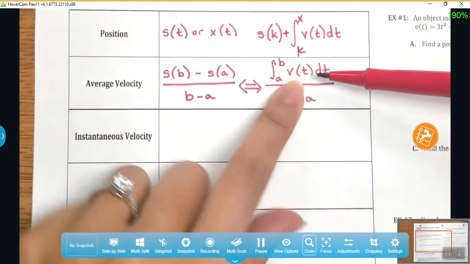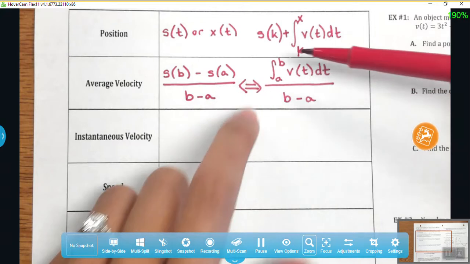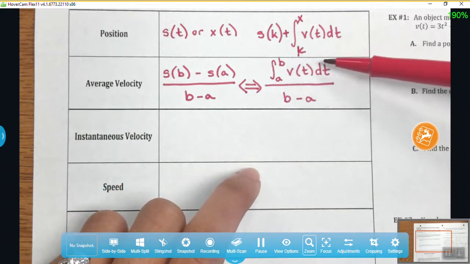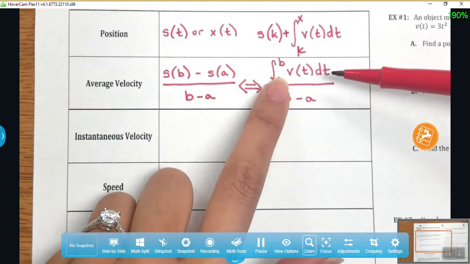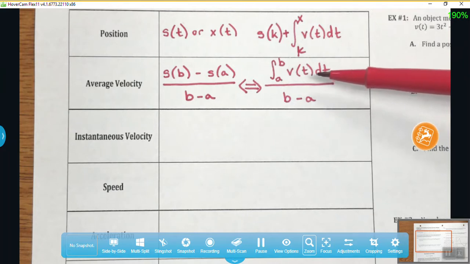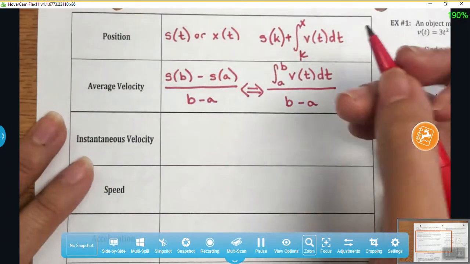Because if I integrate velocity, what do I get? Position at B minus position at A, right? Total change in position. So this is the same thing as this. It just depends on whether your original function was velocity or position. You do B to A, integrate from B to A over A minus B. Yes, if you want to switch it, you can switch it.